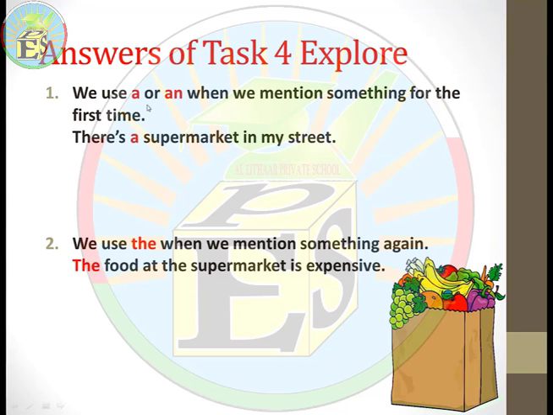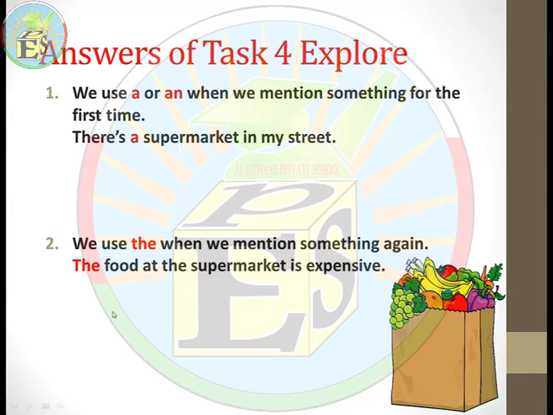And don't forget the rule of using a or an. A supermarket, why? The word here starts with an S. S is a consonant letter or a consonant sound. Alright? Number 2, we use the when we mention something again. The food at the supermarket is expensive. So at the beginning you mentioned the supermarket for the first time, so that's why we use the article a or an, depending on the letter that the noun starts with.